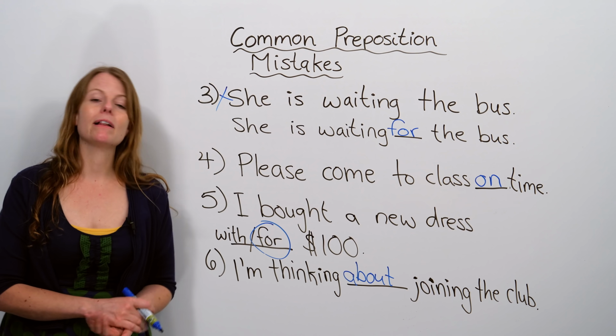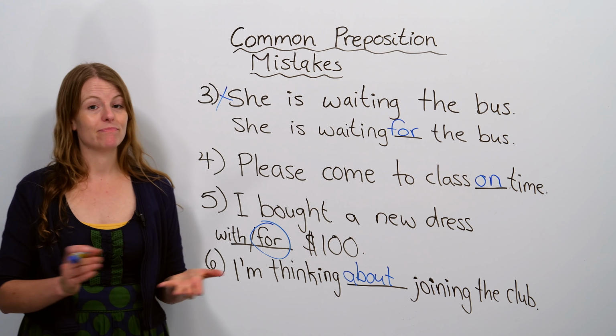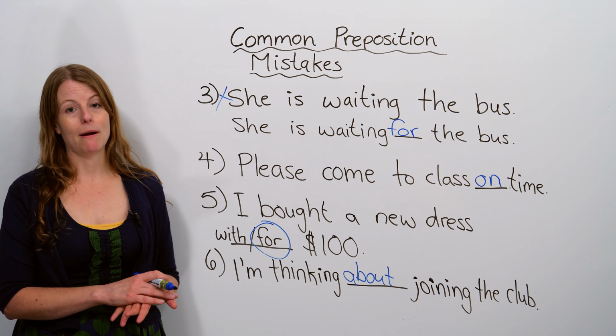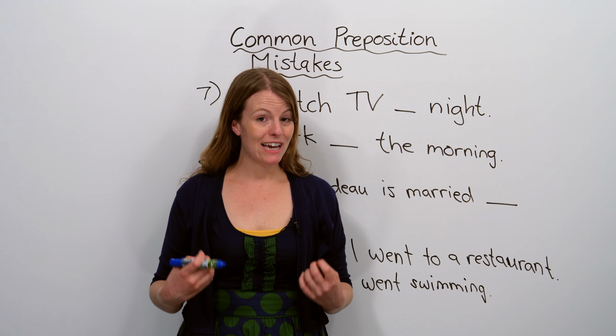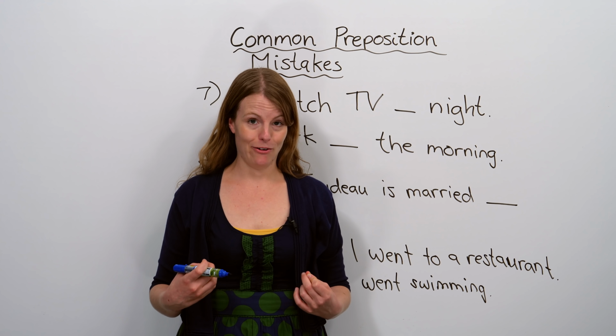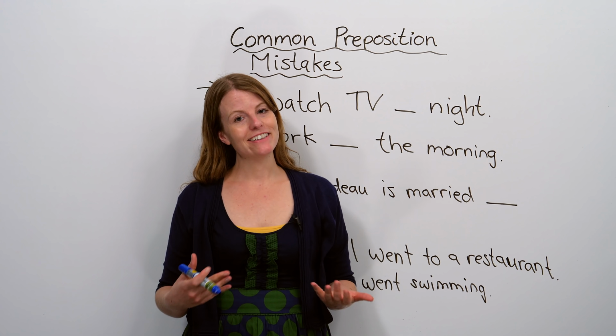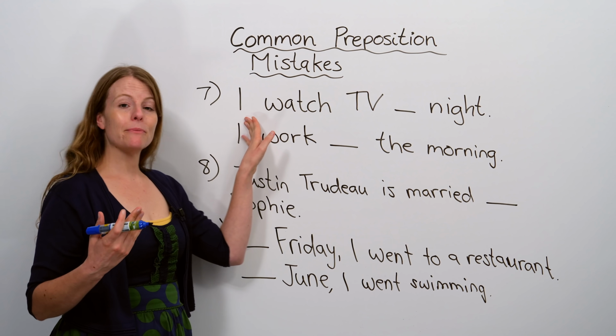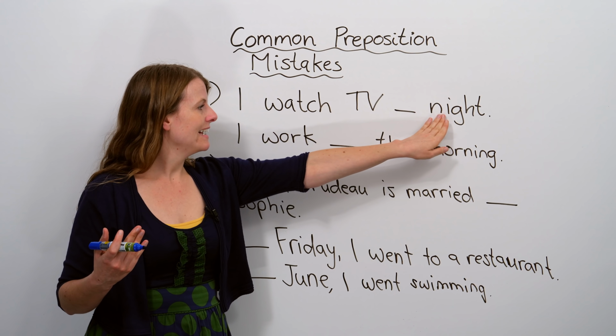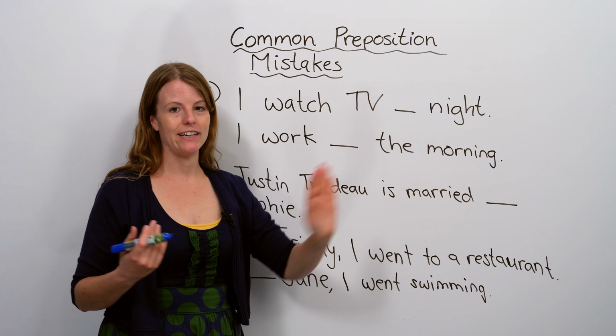So now let's look at a couple other common mistakes learners make when it comes to prepositions. Okay, so English can be a very confusing language. You're going to see what I mean by this in a moment. Here is my example with the word night and the morning.